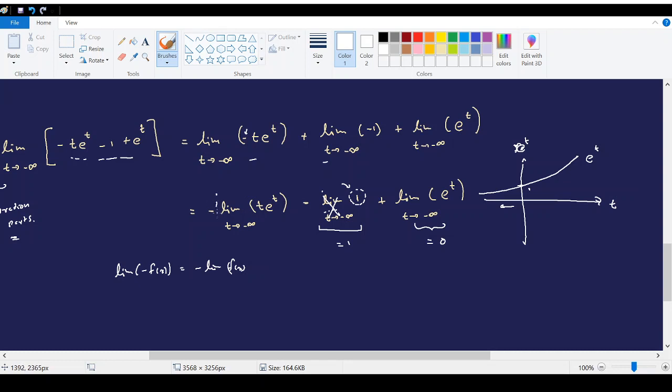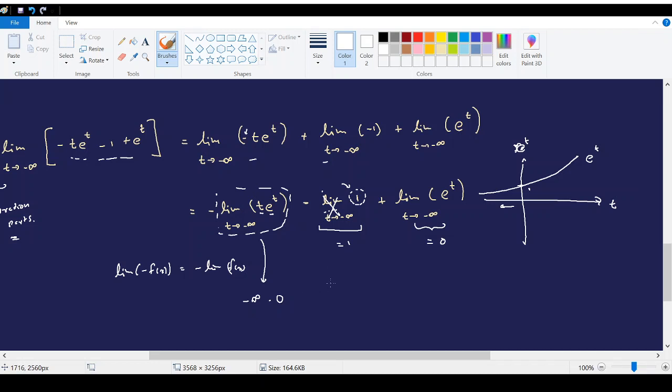How about this one? Now we are taking the limit as t goes to negative infinity of this case. If we just consider the values of t and e^t, when t goes to negative infinity, t will be negative infinity and e^t will be 0, right? So we cannot directly substitute the values and see what will happen. So what we can do is use L'Hopital's rule.